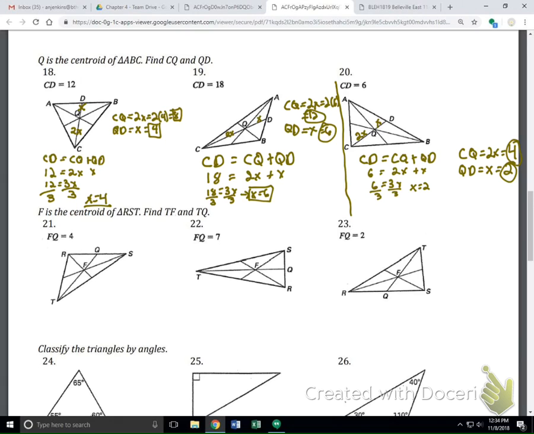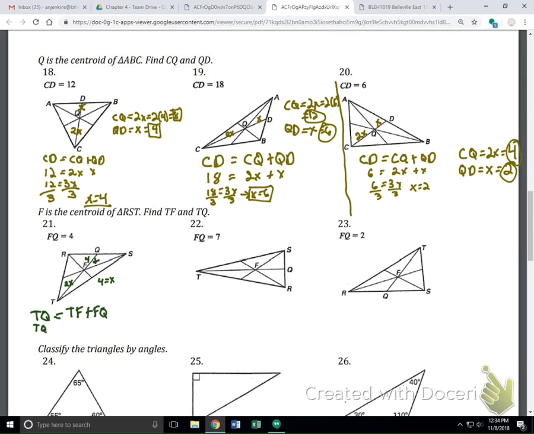Okay, so looking at this one, this is slightly different now because we have the value of FQ. We know that FQ is 4, and we want to find that total segment length and then the part from the vertex to the centroid. So I'm going to write out my original statement again. So TQ, my total segment, equals my TF plus FQ. We know the part from the vertex to the centroid is 2x, and we know the part from the centroid to the part that's bisecting the opposite side is x. So we see that 4 equals x based on this information.